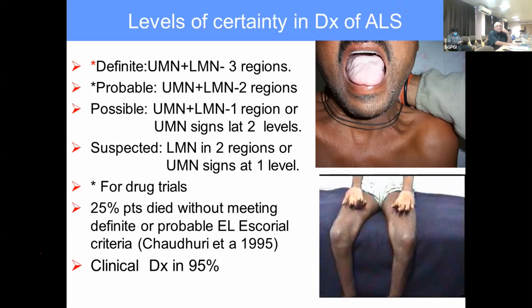So if all three regions are affected, then it is definite. If two regions are affected, it is probable, and if one region is affected, it is possible. This we all know. 25% of patients at a stage could not be diagnosed based on these criteria. These were older criteria, and there was a need for getting more cases for trials. Therefore, the criteria have been modified, and now the lab-supported criteria have been added so as to catch more cases. Firing rate has been added so that you can diagnose more of these cases, and the patient could be recruited in sufficient numbers.